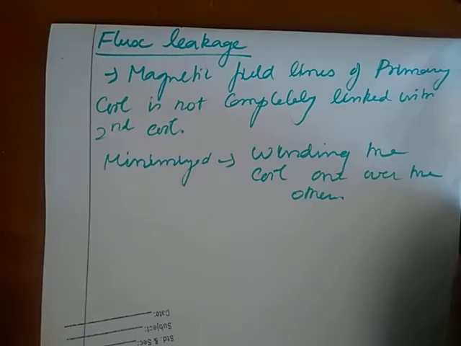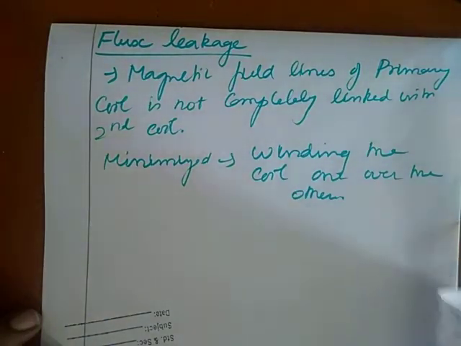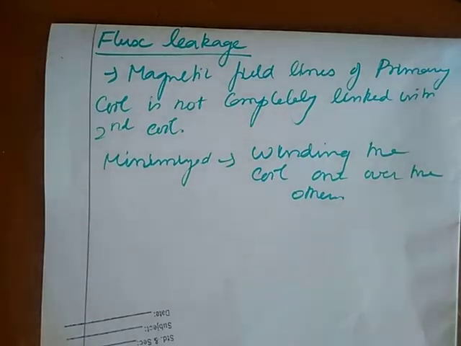First one is core loss or iron loss, second one is copper loss, and third one is flux loss. Core loss takes place in the core of the transformer, and there are two types. One is hysteresis loss, the second one is eddy current loss. Hysteresis loss is due to the repeated magnetization and demagnetization of the specimen. That loss can be minimized by taking a suitable material made up of steel of high silicon content. The next one is eddy current loss.